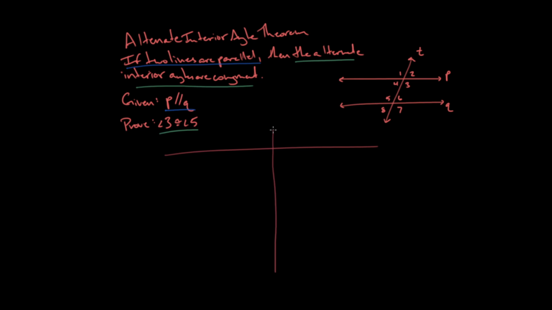Statement number 1 will just be my given that P is parallel to Q. Before I jump into the proof, I should think about where I'm going with this. The only thing I have to talk about whenever I have parallel lines is my postulate, the corresponding angles postulate. It says that if two lines are parallel, then the corresponding angles are congruent. That's the only thing I have to work with right now. After I prove this theorem, of course, I can use it, but I only have my postulate available to me.